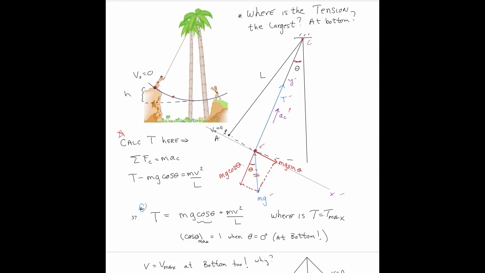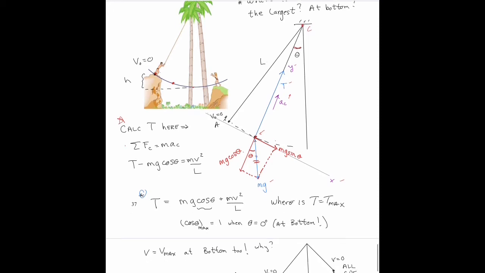Then I apply F equals ma in the centripetal direction. So I have T pointing inward, mg cosine pointing away, and that's equal to mv squared over L, because he's moving in a circle of radius L. L is the length of the vine. So I solved this for T.